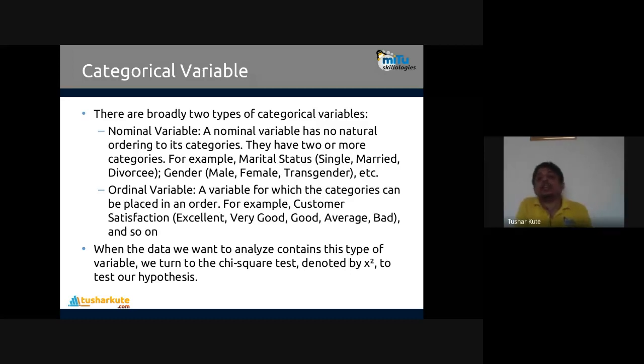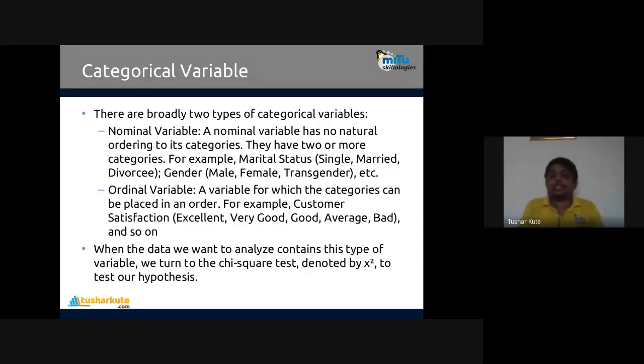And the second kind of categorical variable is called the ordinal variable. An ordinal variable is a variable for which categories can be placed in an order. For example, customer satisfaction: excellent, very good, good, average, bad, very bad, worst, like that. So this is what we call ordinal variables. Or we'll have first class, second class, third class, fourth class, something like that. These kinds of variables have an order present in them, and are called ordinal variables.